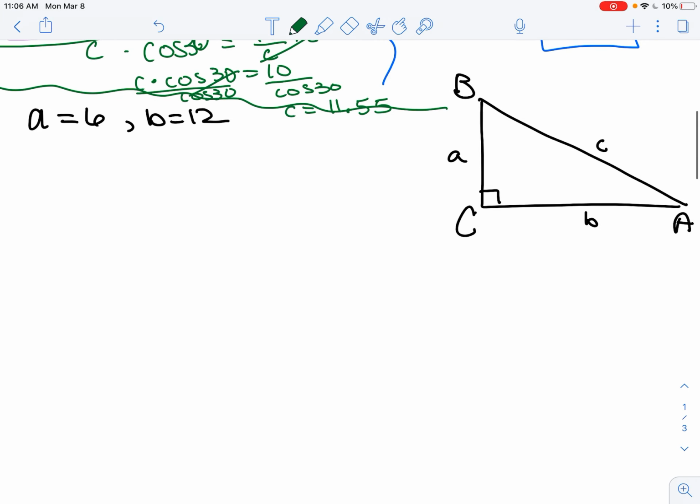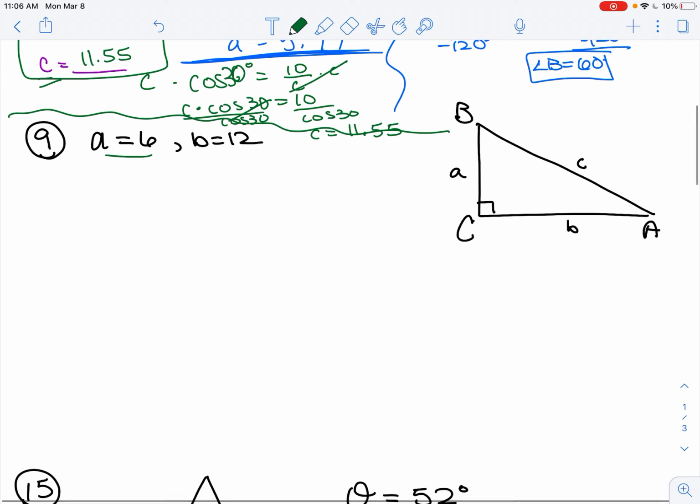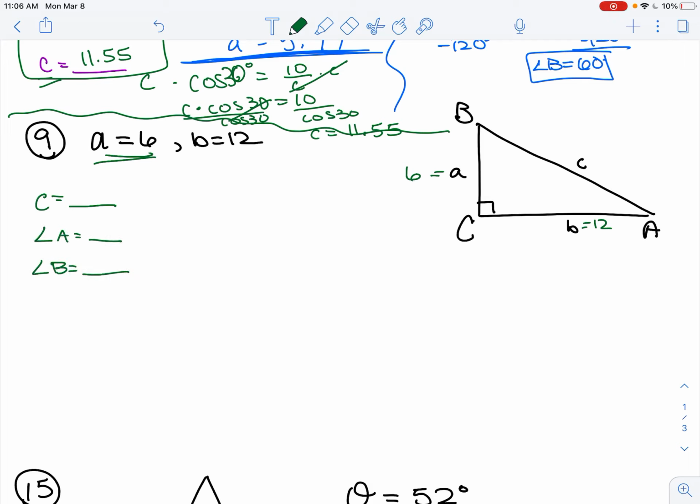So number 9 is using the same figure, but instead of giving us an angle, they've given us 2 sides. So let's go ahead and label this, okay? So A is 6 and B is 12, and we don't know the other pieces of the triangle. So we're looking for side C, we're looking for angle A, and we're looking for angle B. We know that angle C is 90 degrees.